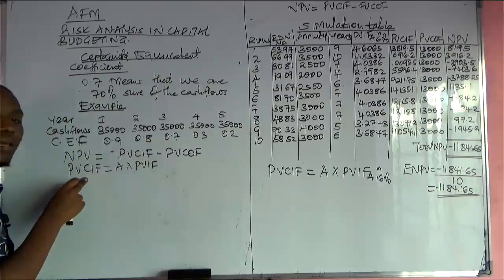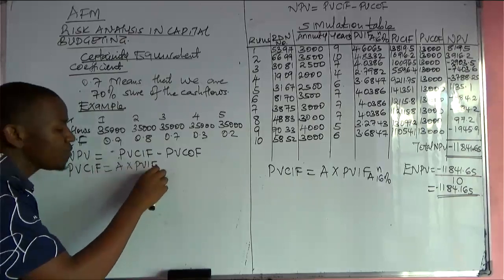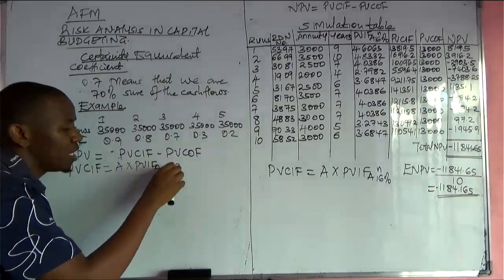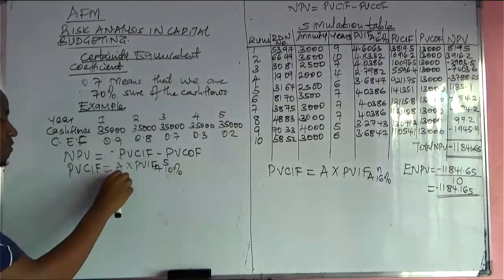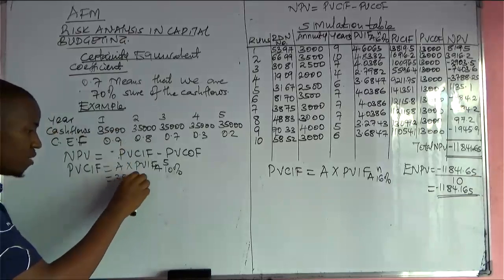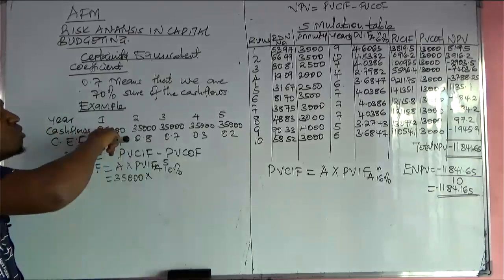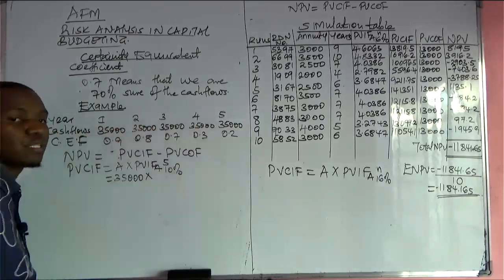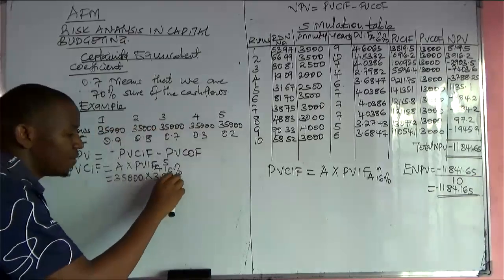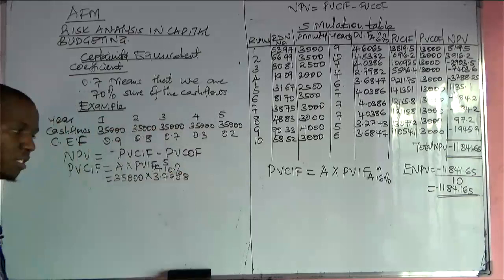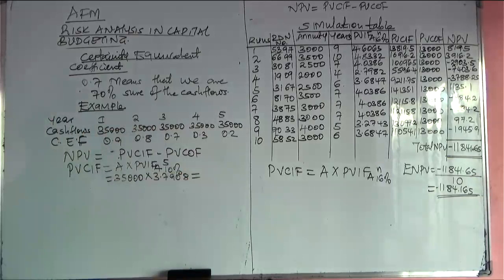So you get the present value of cash inflow by getting the annuity present value interest factor at 10% for how many years? 5 years. In our case here, it is 35,000. You go to the annuity tables, because the cash flows in this case are the same. So it will be 3.7908. If you multiply by that, what is our present value of cash inflow?